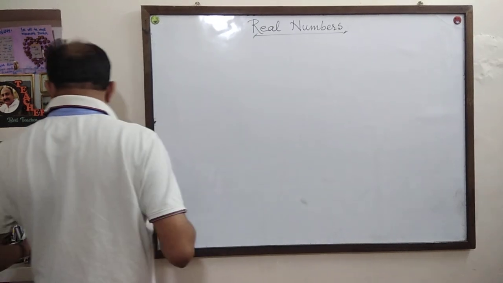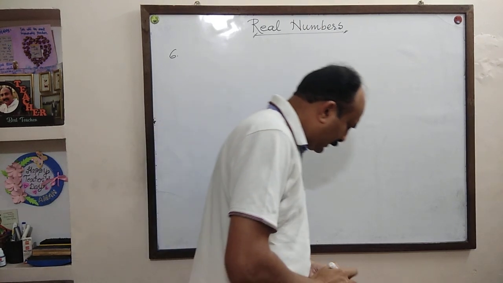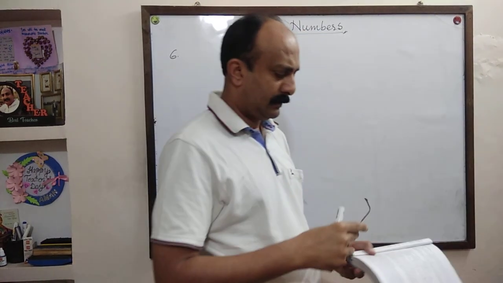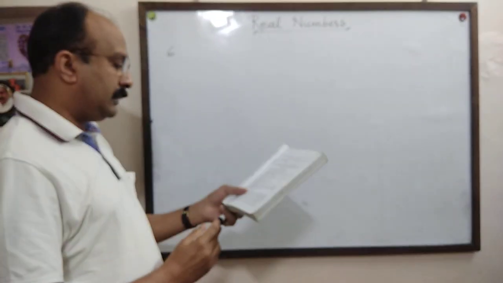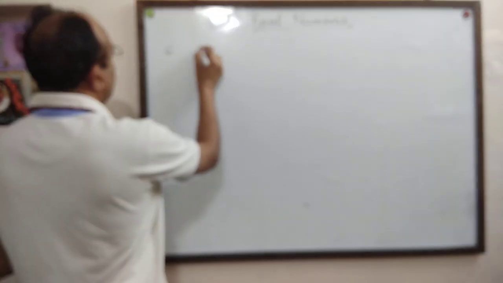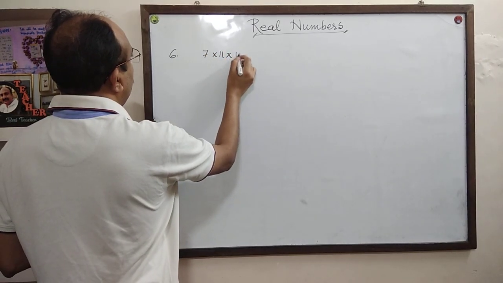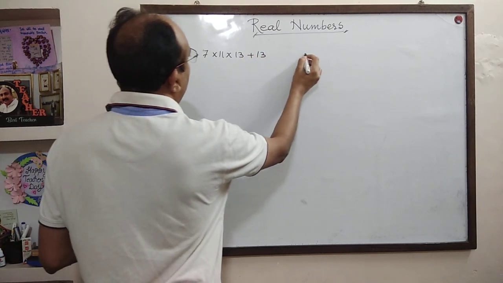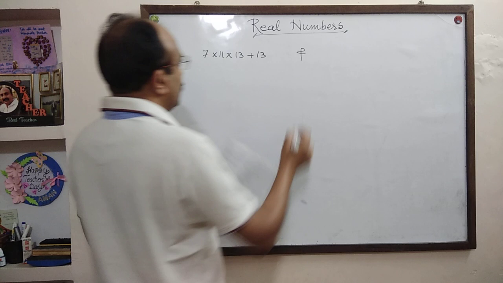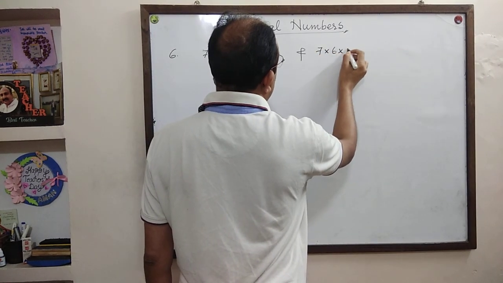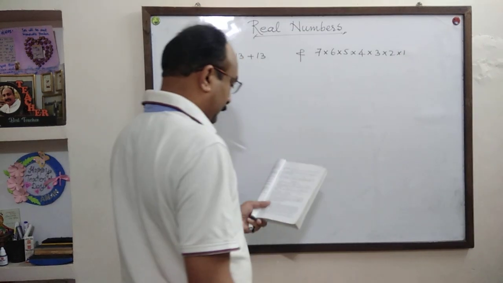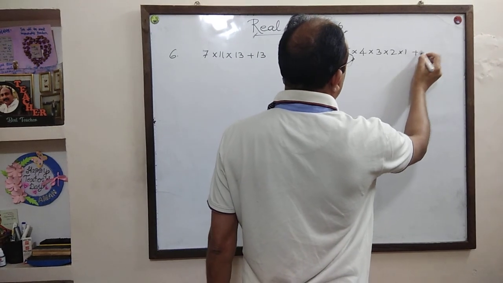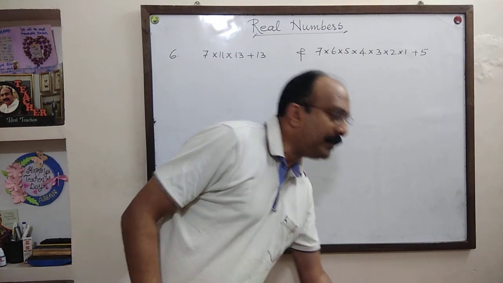Next is question number 6. Question number 6 is: explain why 7 into 11 into 13 plus 13 and 7 into 6 into 5 into 4 into 3 into 2 into 1 plus 5 are composite numbers.